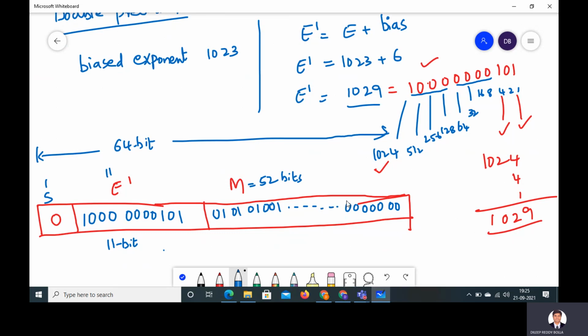So this way, if you represent it, we can say that the corresponding number is converted into its double precision format. Okay, so simple. Please try for different numbers. Take different numbers of your choice and try to represent them using single precision and double precision.